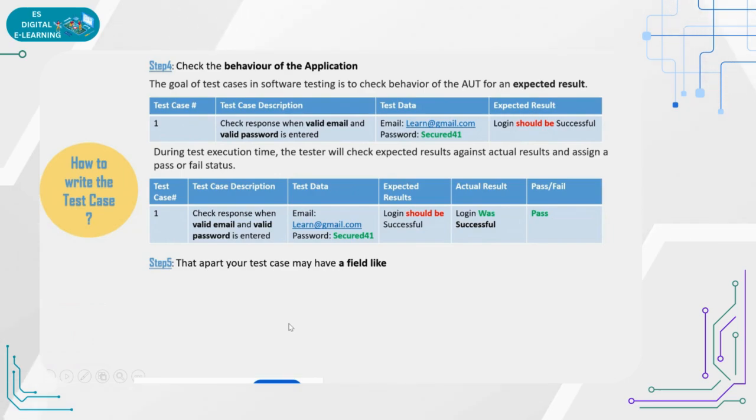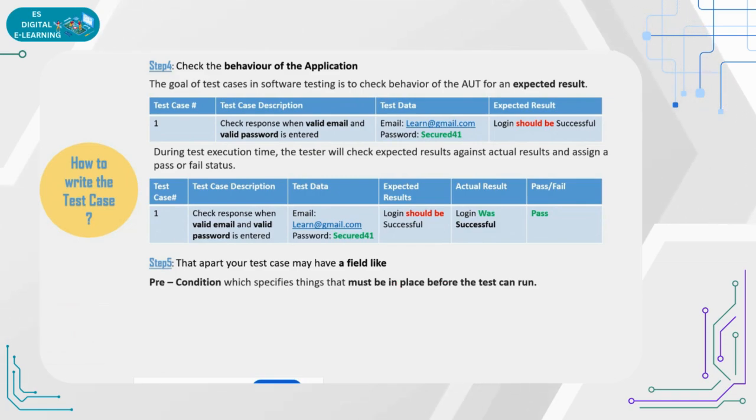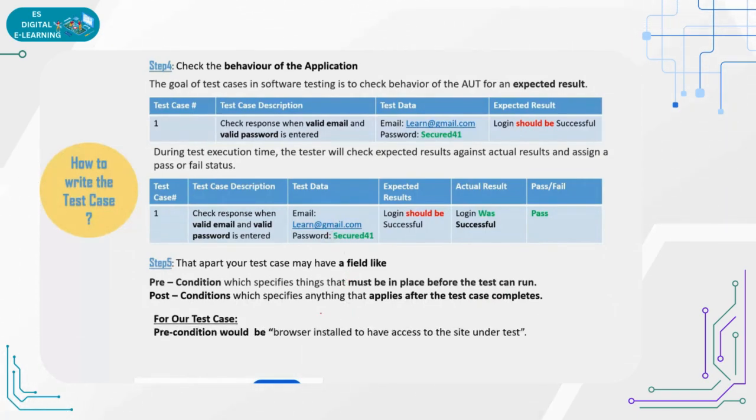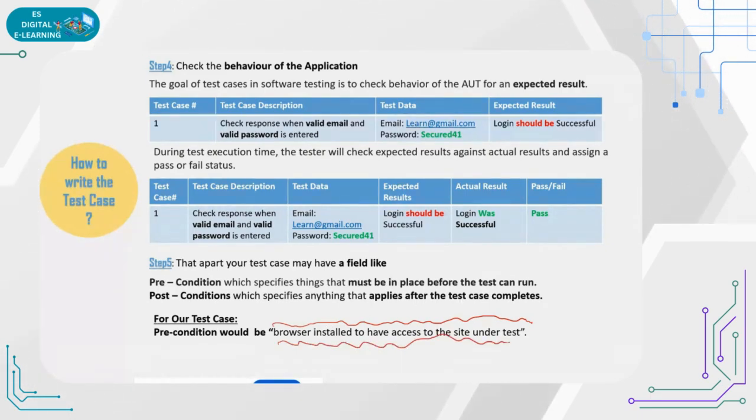Step 5 is the precondition. Why do we call it that? It must be placed before the test can run. And the post condition is, once the test steps are completed, you will make a post condition. For our test case, we'll check the precondition: a browser should be installed to access the site under test. This is very important. We are checking the username and password for the login. So this is a precondition.